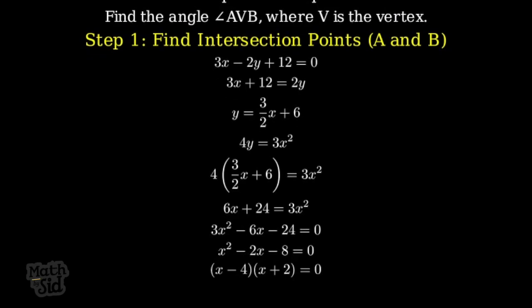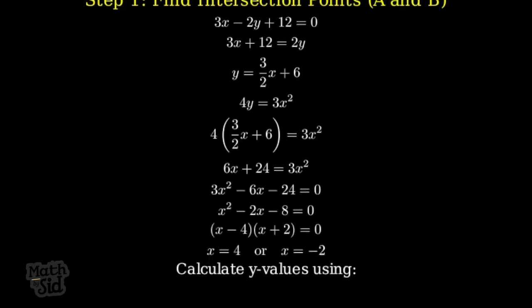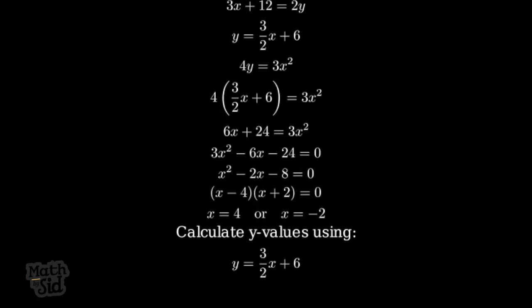We are looking for two numbers that multiply to negative 8 and add to negative 2. These numbers are negative 4 and positive 2. So, the factored form is x minus 4 times x plus 2 equals 0. This gives us two possible x values for the intersection points: x equals 4 and x equals negative 2. Now, we find the corresponding y values using the line equation y equals 3/2 x plus 6.